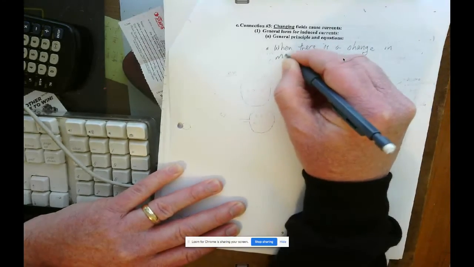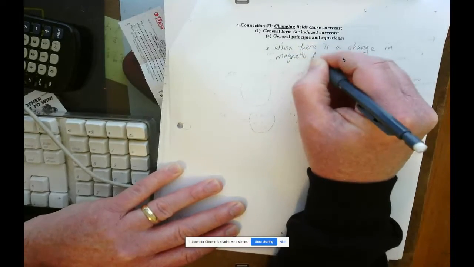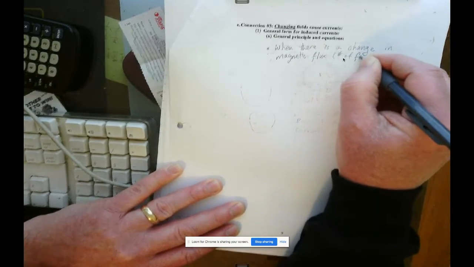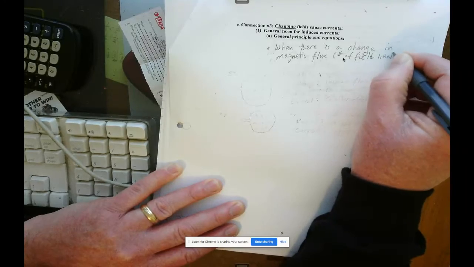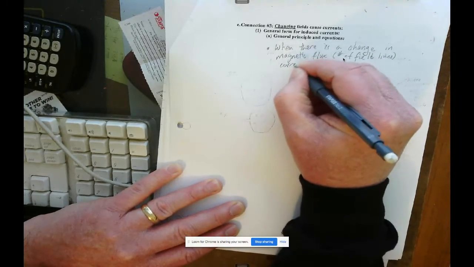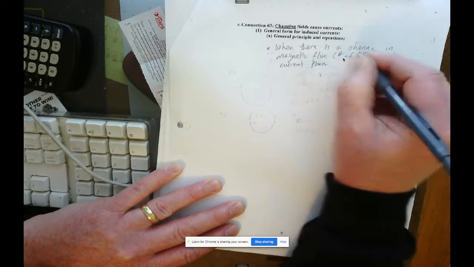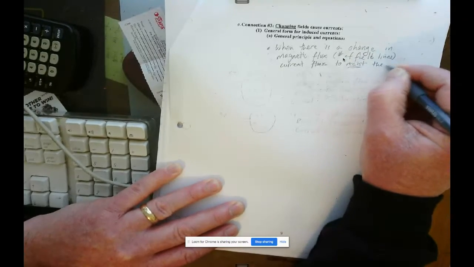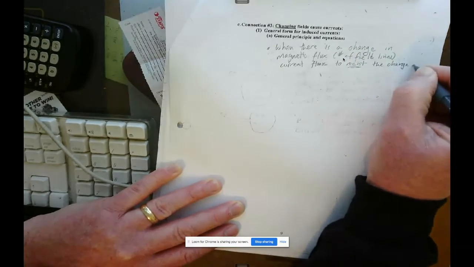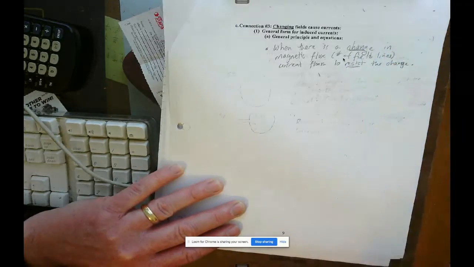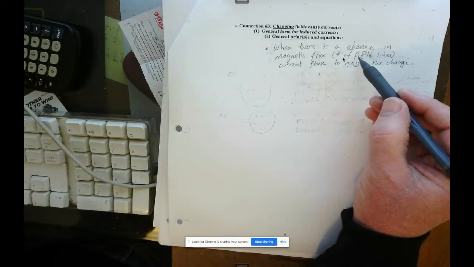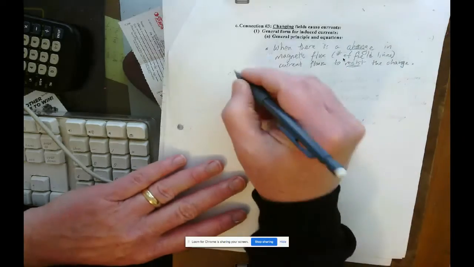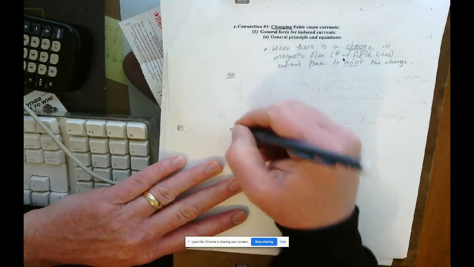So the general idea is when there is a change in magnetic flux, and remember that was the number of field lines, current flows to resist the change. Okay, so we have to have a change, and then current's going to flow to resist it. So if the magnetic flux, the number of lines, is decreasing, current is going to flow to increase the number of field lines to resist that change. And it may not make a whole lot of sense till we do a couple of examples.